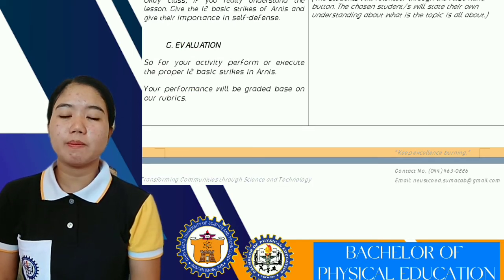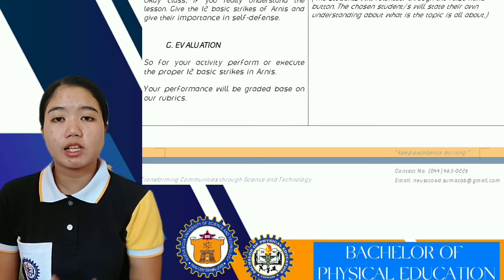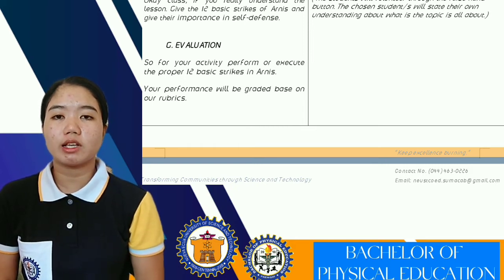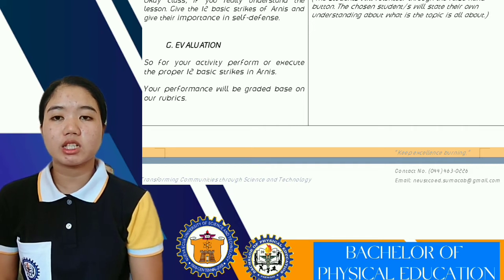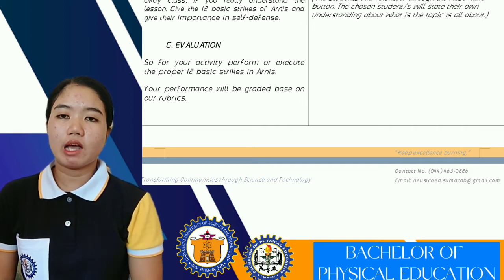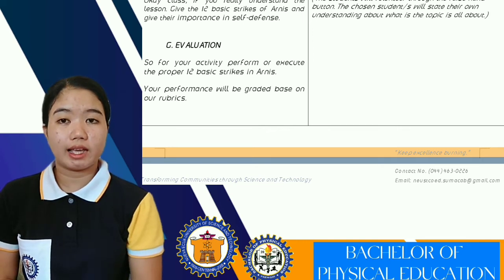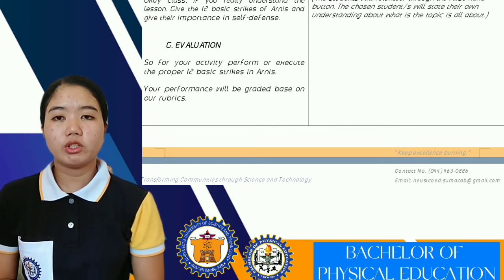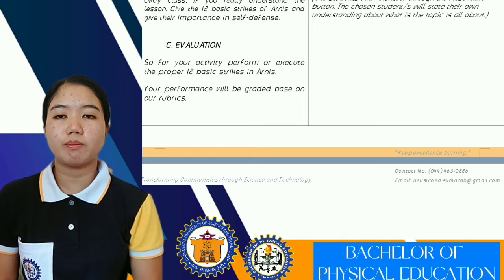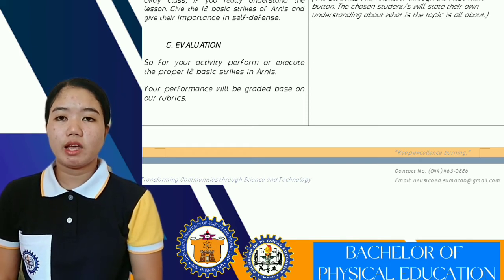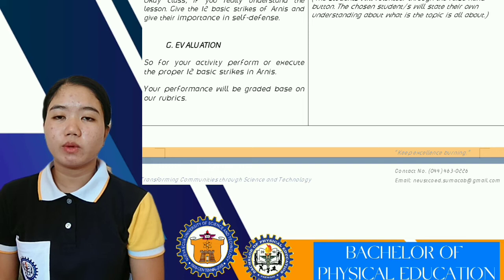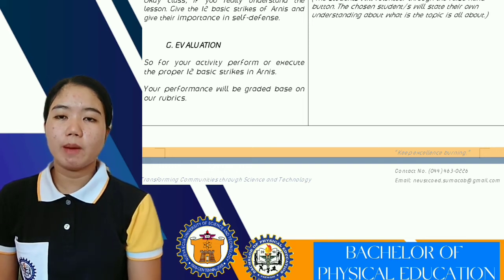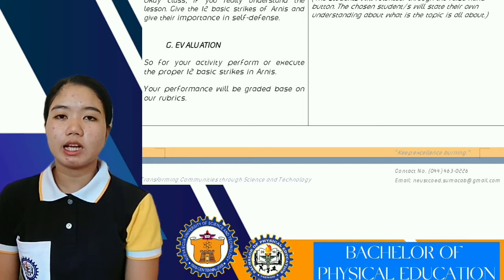So, sa pamamagitan ng pagtatanong, mas nakikriticize mo as a teacher yung mga students mo kung talagang nakinig ba sila or natuto ba sila sa discussion mo. And for the evaluation, you need to insert again another activities. Pero dito naman is nakikriticize mo naman yung performance ng estudyante mo. Like for example, your activity is perform or execute the proper 12 basic strike in Arnis. So, kapag nag-insert ka ng performances, kinakailangan may rubrics ka.